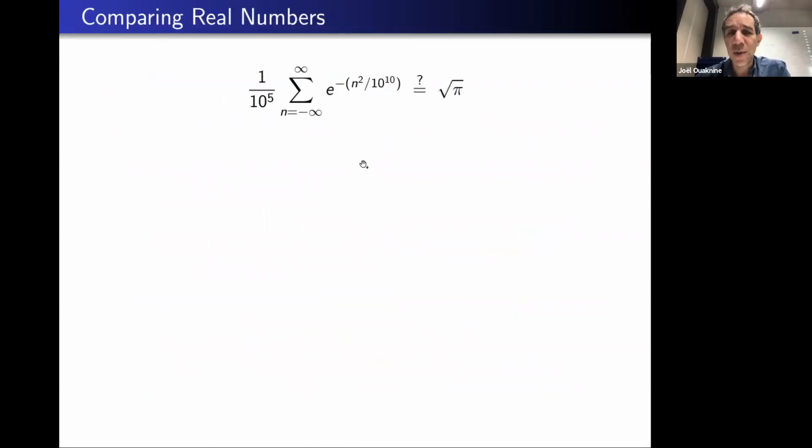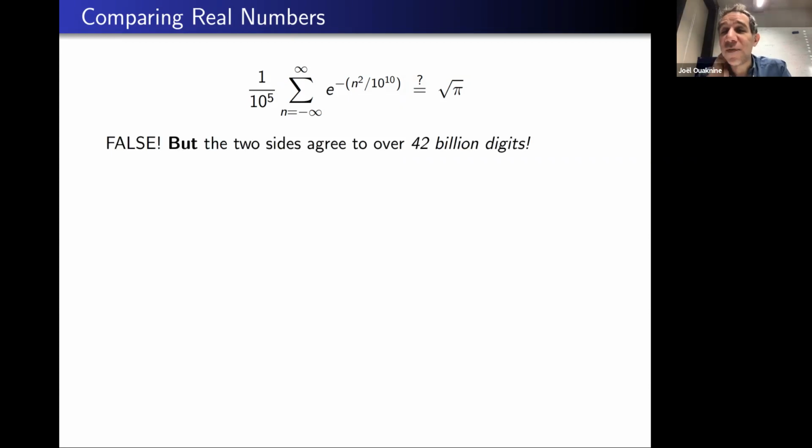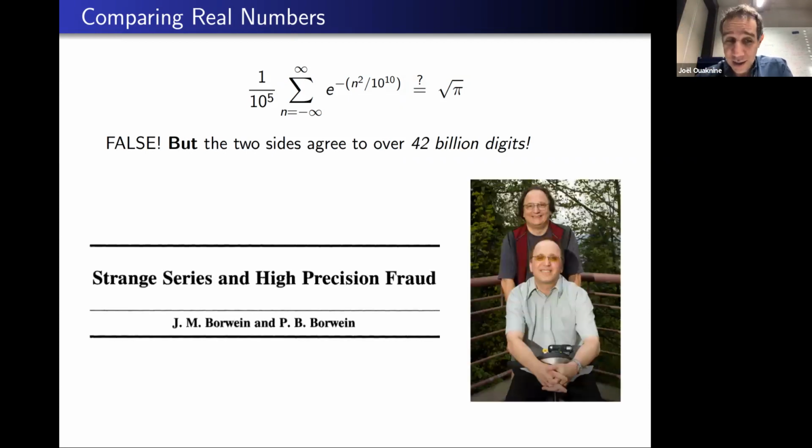Let me just show a little amusing example. Suppose I ask you whether this infinite sum here is equal to square root of pi. You could do some numerical calculations and so on. But it turns out this equality is false, even though the two sides agree to over 42 billion digits. This is taken from this entertaining paper, Strange Theories and High Precision Fraud by the Borwein brothers.